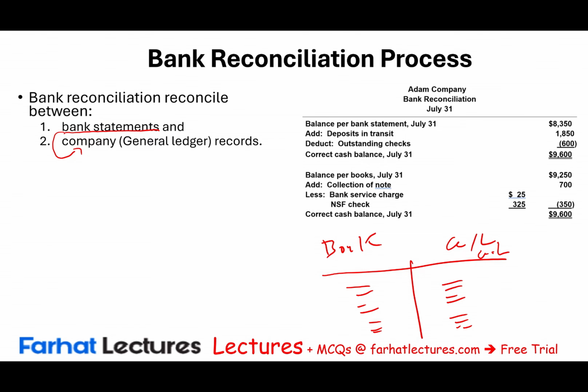We reconcile them. Now, why do we have to reconcile them? You might be saying, shouldn't they be the same? They should be the same, but that's why we need to reconcile them, because there are timing differences between those two events, something recorded on the bank versus something recorded on the books.